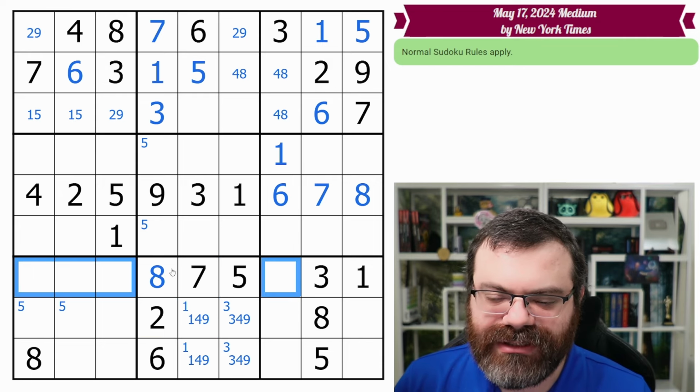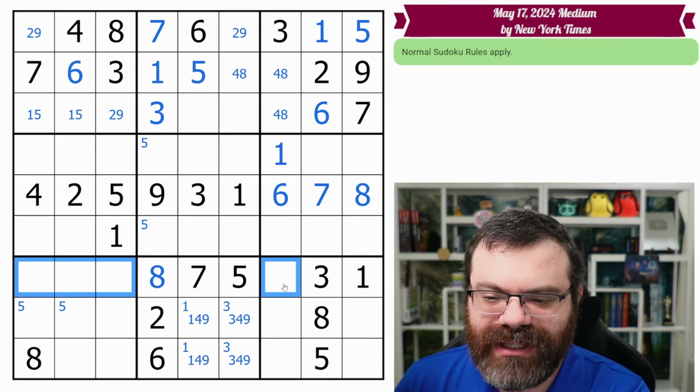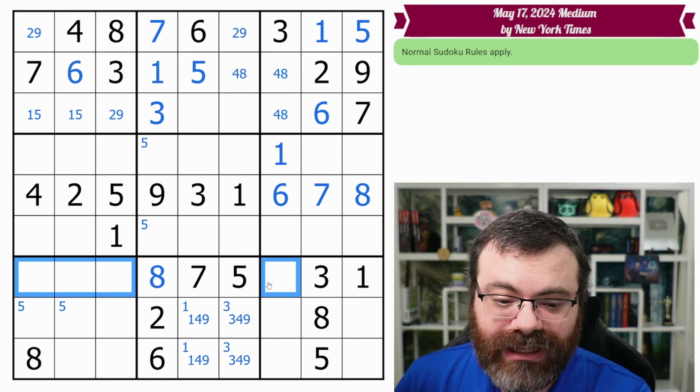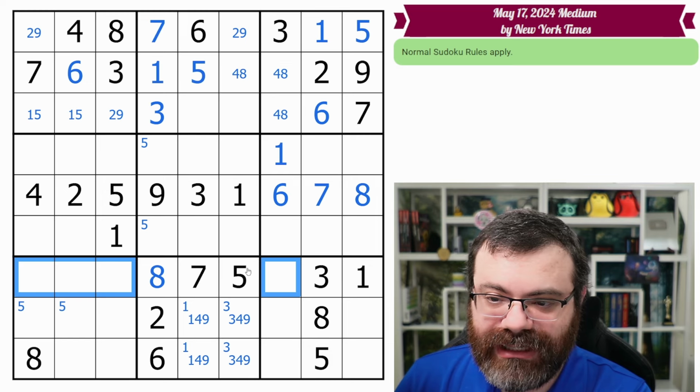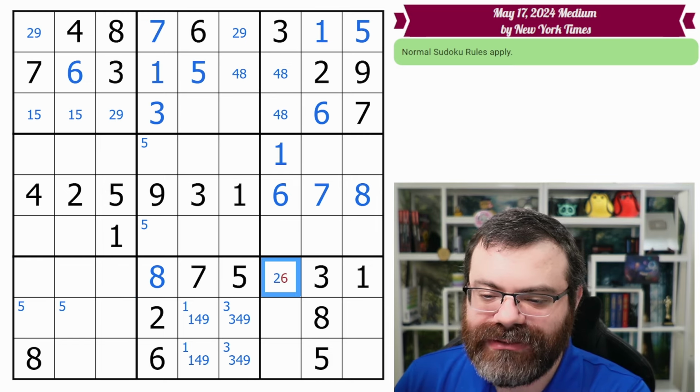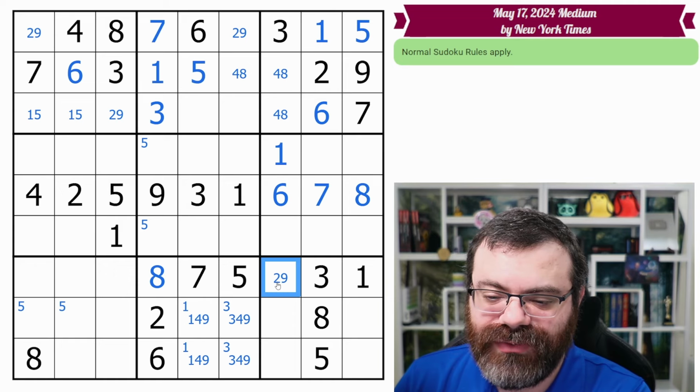This row is down to 4 open cells, so let's think about it. We need the 2, 4, 6, and 9. So I am seeing that this sees a 4, 8 pair, so this can't be 4. So this is 2, and it can't be a 6 either, so it's 2, 9 only.